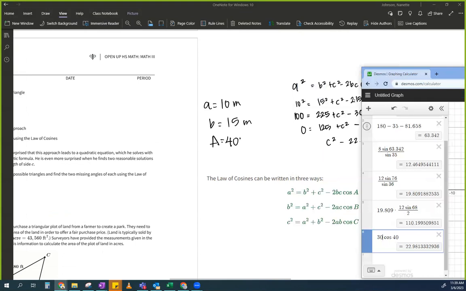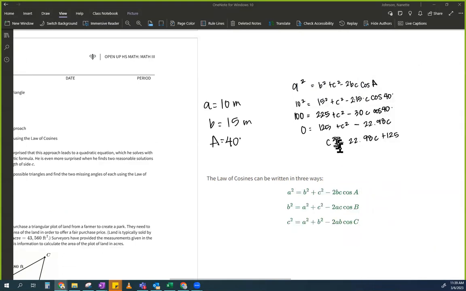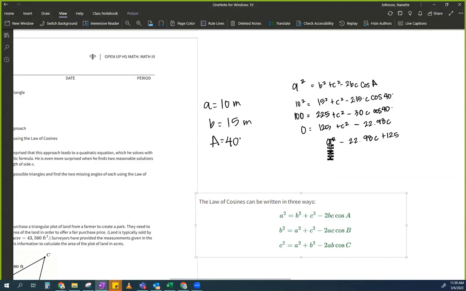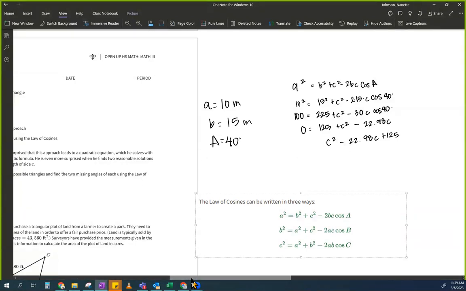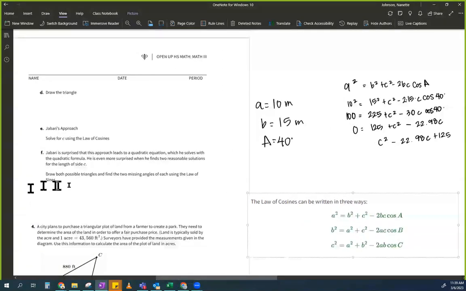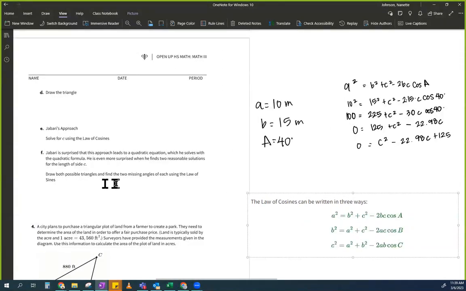Okay, this is where I'm going to pause right here. For this part right here, I want you to finish this. And this is where we'll pick up right before our test, just to show you what happens. It ends up being that there are two possible triangles. And the reason why there's two triangles is because this is a quadratic. Quadratics spit out two answers, right? And so you actually get two different answers for the length of C.